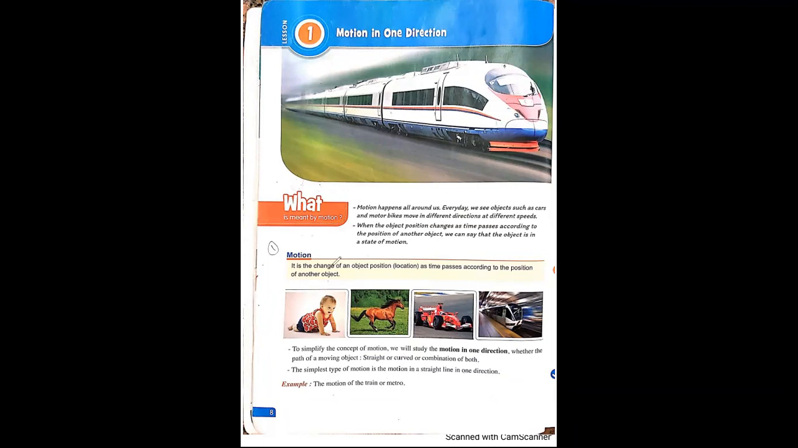Now we talk about the motion. What's the meaning of motion? It is the change of an object's position as time passes, according to the position of another object. What does this mean? If I want to move a baby from point A to point B, it takes time to make the motion, or to move. This time and this movement is called motion.